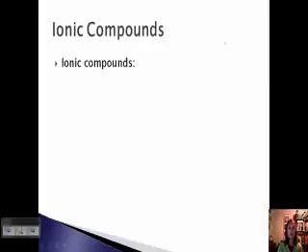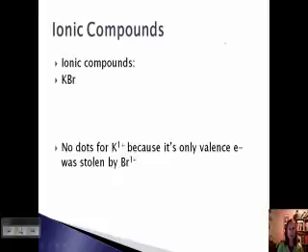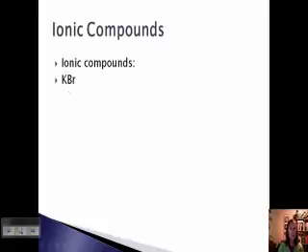Okay, so let's look at some Lewis structures for different types of compounds involving different types of bonds. For ionic compounds, let's look at KBr. So, potassium, we need to find the valence electrons. Potassium has 1, because it's in that first group, and bromine has 7. So that's a total of 8 valence electrons, or 8 dots.